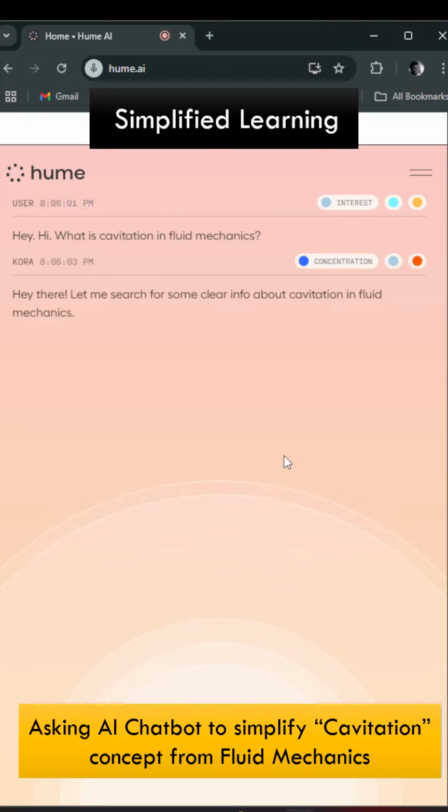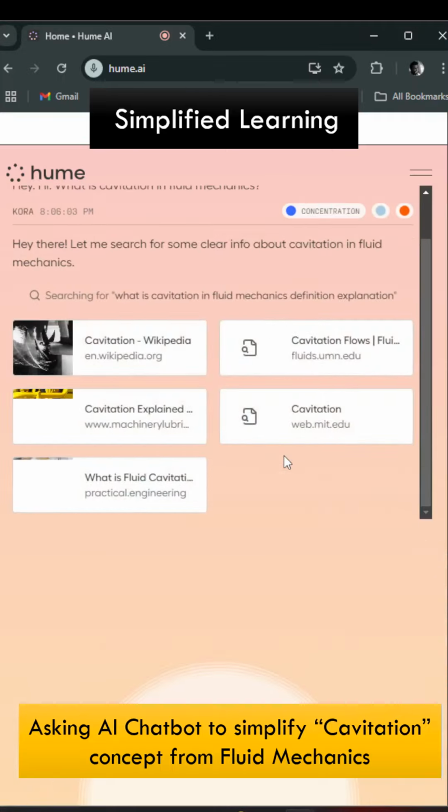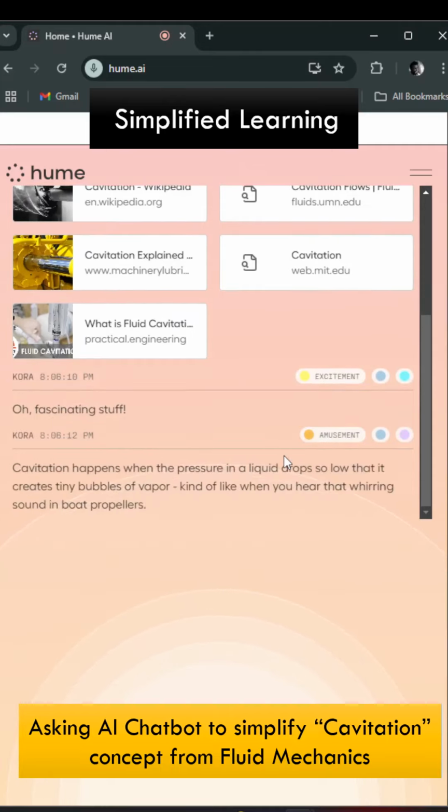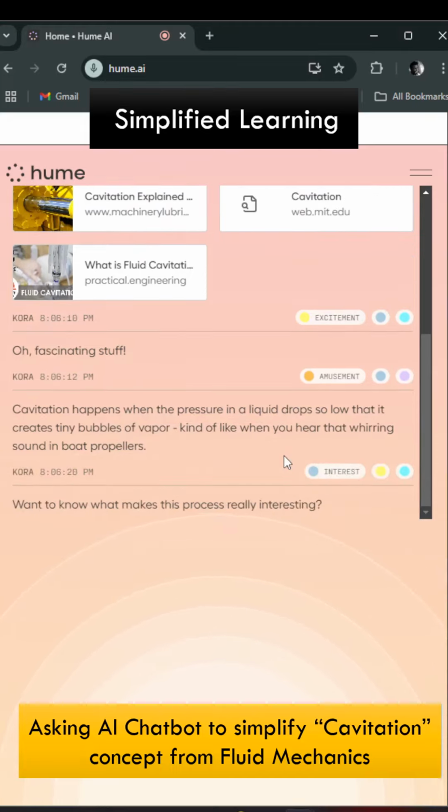Hey there, let me search for some clear info about cavitation and fluid mechanics. Oh, fascinating stuff. Cavitation happens when the pressure in a liquid drops so low that it creates tiny bubbles of vapor, kind of like when you hear that whirring sound in boat propellers. Want to know what makes this process really interesting?